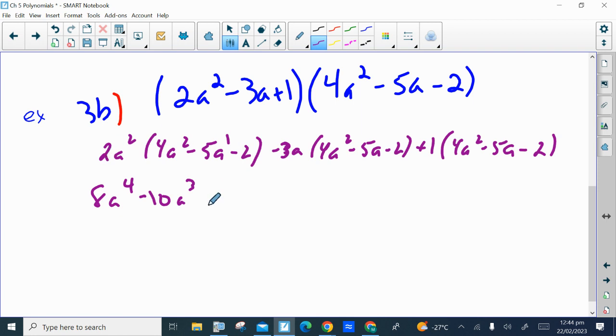The 2a squared times the negative 2, 2 times negative 2 is negative 4, and in this case the a doesn't change because the a squared is not being multiplied by any a's.